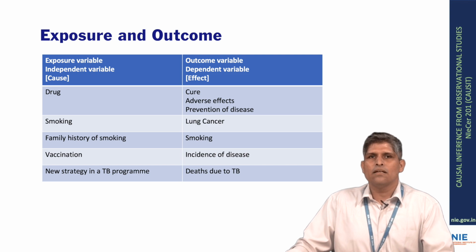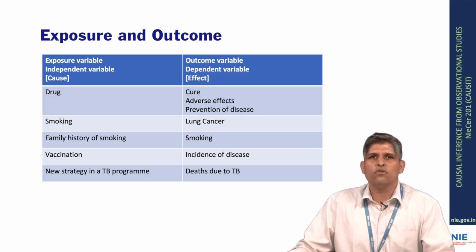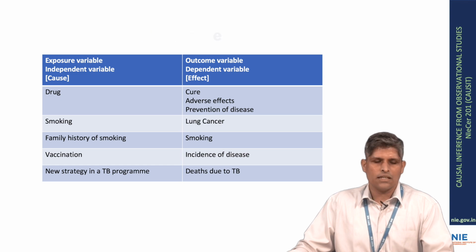For example, when we look at smoking and lung cancer, smoking is an exposure variable. When we look at family history of smoking and current smoking status, current smoking status is an outcome variable. It is important that we understand exposure and outcome variable. Understanding of this is essential before we classify epidemiologic study designs.